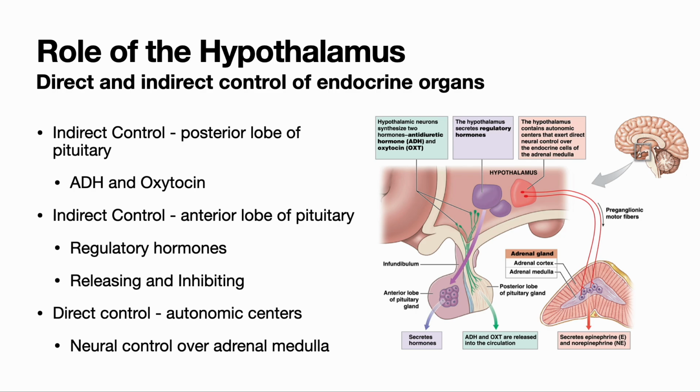Okay, so those two hormones, ADH and oxytocin, that the hypothalamus can secrete, those hormones from the hypothalamus actually will go to the posterior lobe of the pituitary gland, and that is where they are stored. So for indirect control, then, the hypothalamus can make ADH and oxytocin, which will travel to the posterior lobe of the pituitary gland, and from there they can be released into the blood supply and impact target cells.